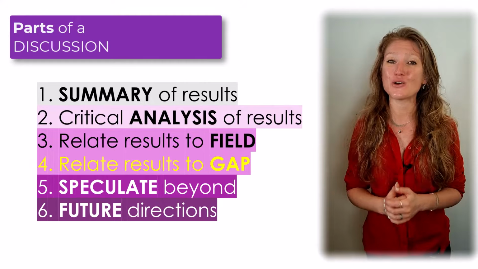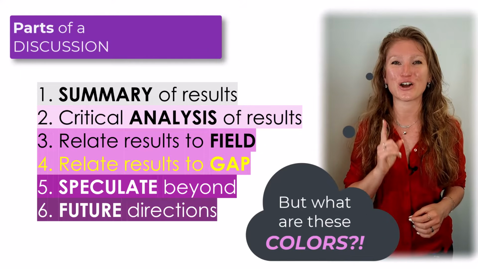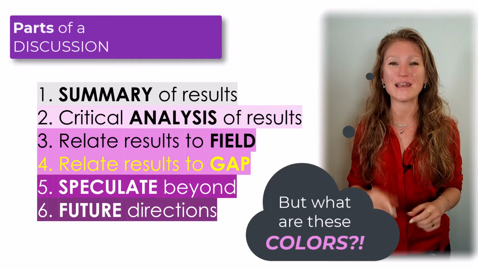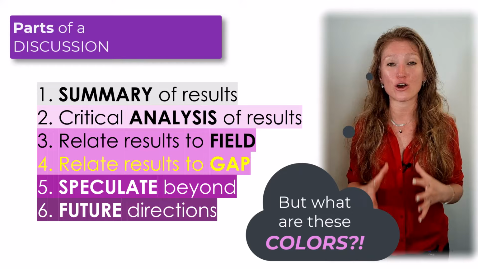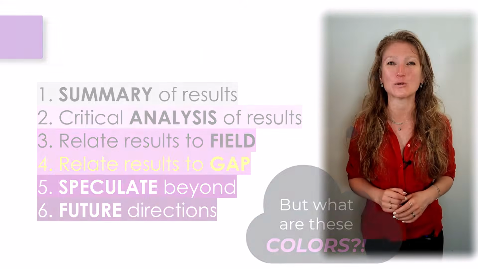Now, you may notice that every time I refer to each of these different parts of a discussion section, they are colored. That is for a reason. I will get to it in one moment. Let's first talk about our research paper and how our discussion section fits in, and then I'll show you exactly what those colors mean.